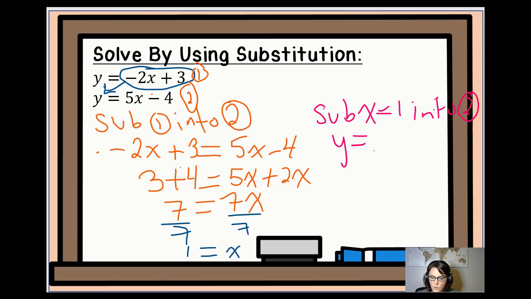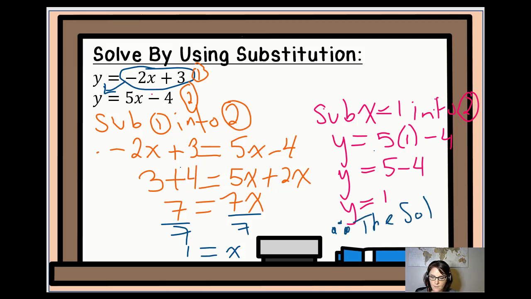So y equals 5 times 1 minus 4. So simplifying, y is equal to 5 minus 4. So y is equal to 1. So then I can conclude that the solution to the linear system is 1, 1. And I often abbreviate solution SOLN for solution.